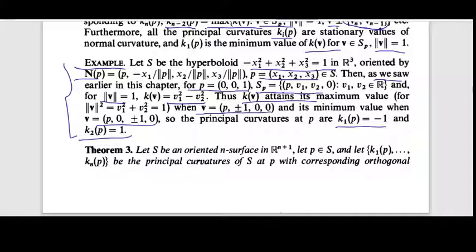For showing this, p equal to (0, 0, 1) and v equal to (±1, 0, 0), and v equal to this one also.